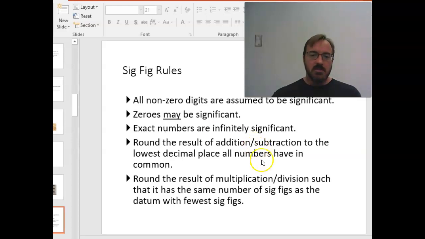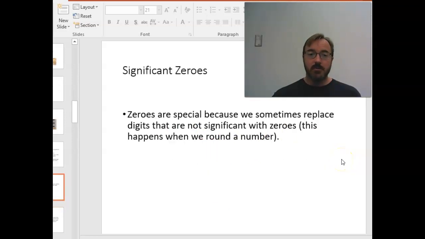And then for addition and subtraction, we have some rules on how to do operations with sig figs. For addition and subtraction, it's the same rule. And then for multiplication and division, you have the same rule. They're different than each other though. So let me just go ahead and go through each of these in turn.